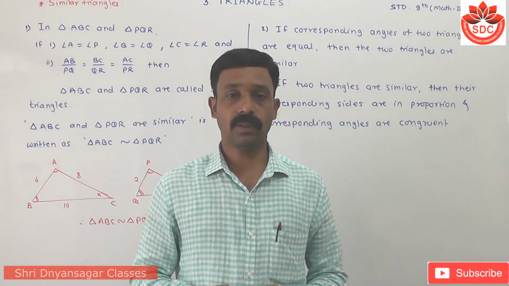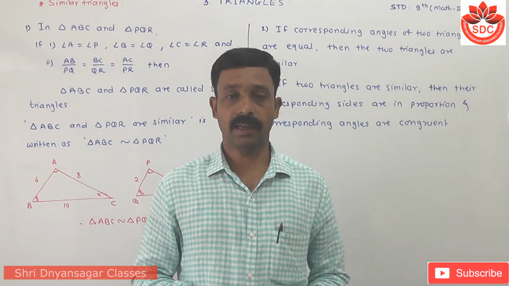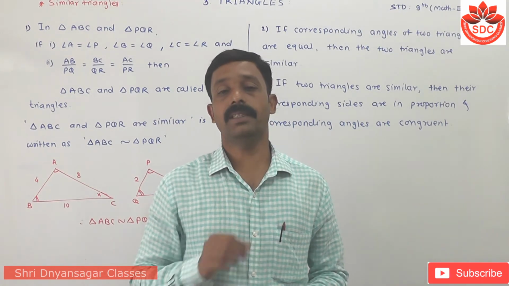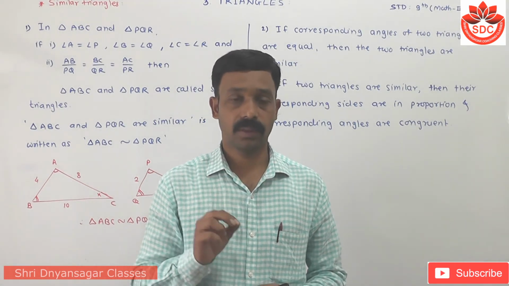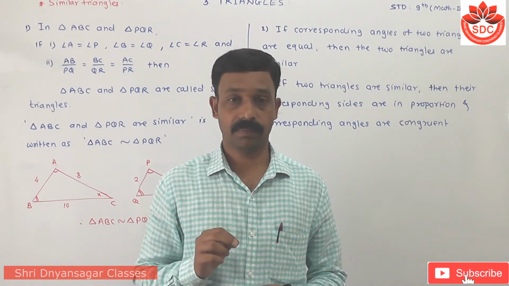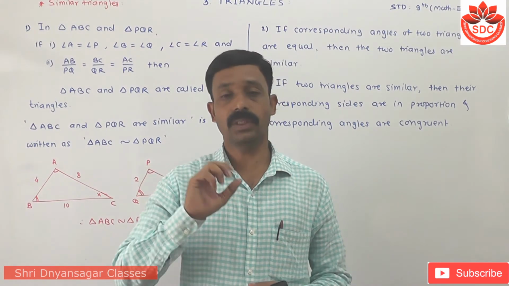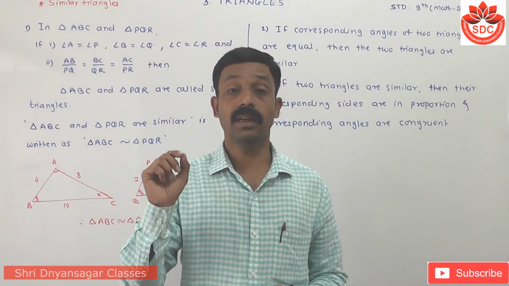Student, today we discuss the next topic, similar triangles, of the chapter Triangle, 9th standard, Mathematics part 2. Now, what is meant by similar triangles? In these two triangles, suppose the angles are equal and the sides are in proportion. Angles are equal or congruent and sides are in proportion. Then these two triangles are called similar triangles.